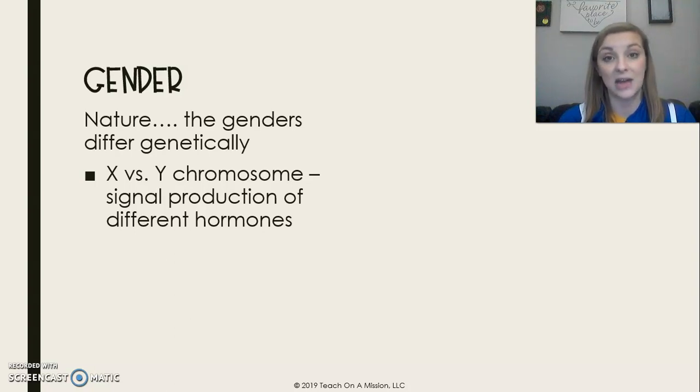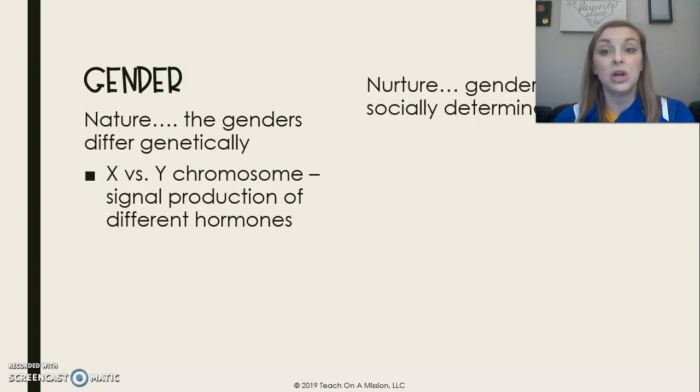And in this case, we actually would call gender our sex, right? Our biological sex. So in nature, a male is genetically different from a female, right? The X versus the Y chromosome, and then those signal the production of different types of hormones in our body. The nurture side, so gender is also socially determined.